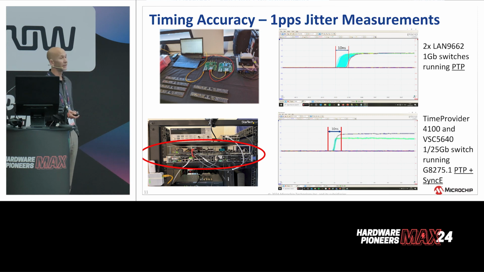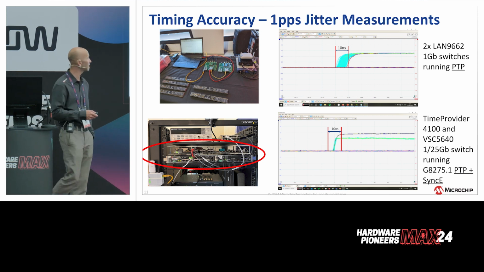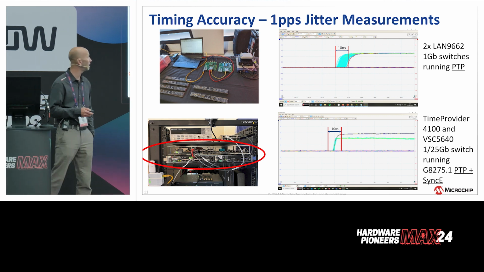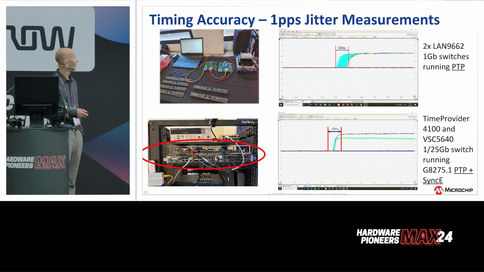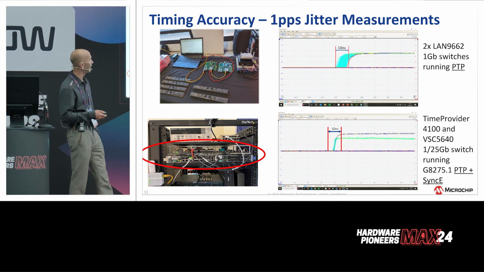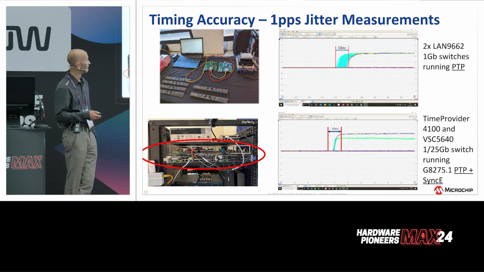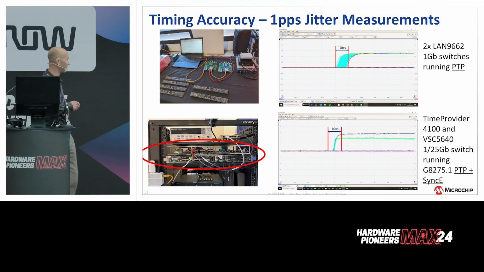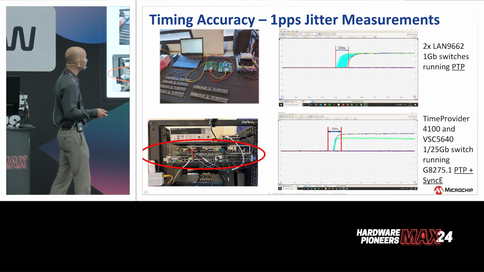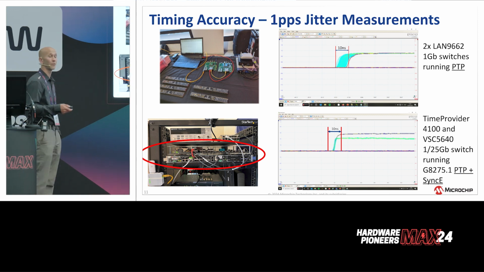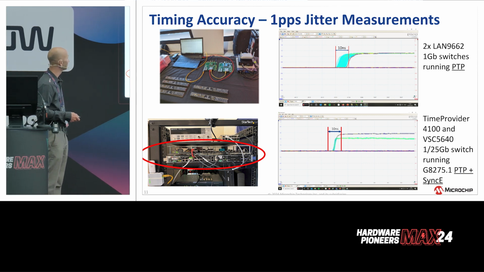So here we can see the effects of timing accuracy. Top right is 10 nanosecond jitter on the PTP. And then on the bottom right, we can see about 1 nanosecond jitter running G.8275.1 PTP. So that is timestamping on the packets. If you need the timing accuracy, then you need those extra protocols on there.